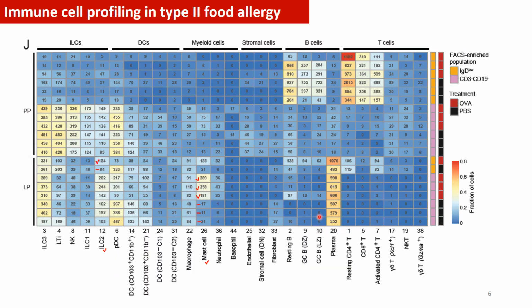Immune cell type profiling in type 2 food allergy. Most low abundance cell types become readily enriched in the CD3 and CD19 double negative cell population. As you can see here, ILCs and myeloid lineage cells are now readily enriched and become much more apparent to be observed.